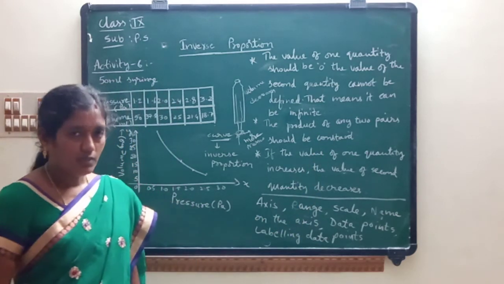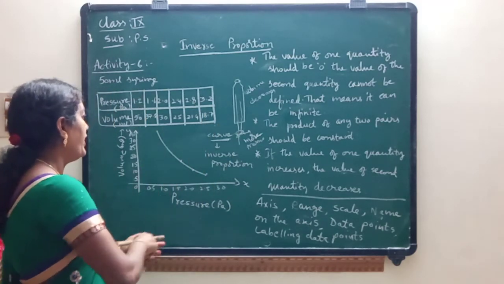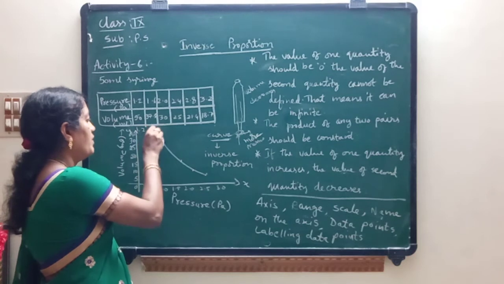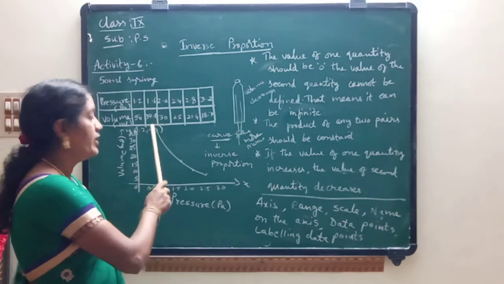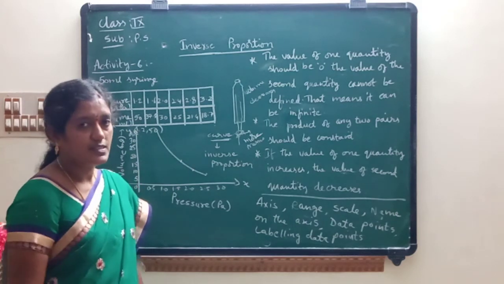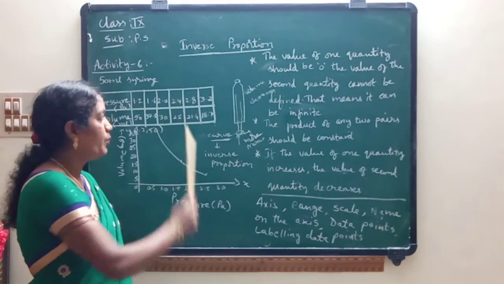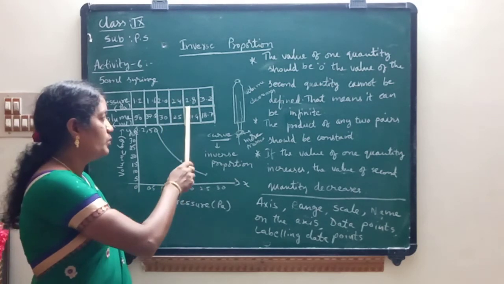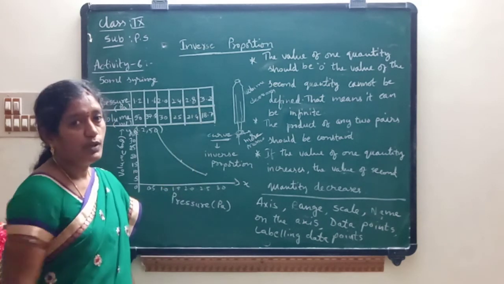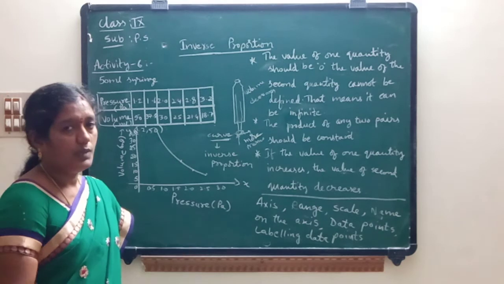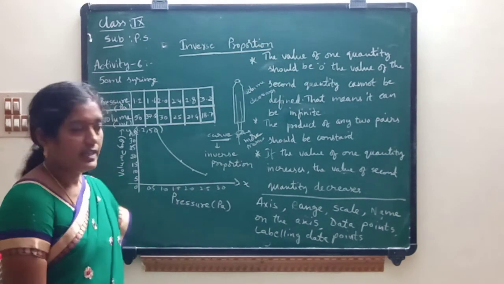What are data points? See children, 1.2 comma 50. This is one data point. And 1.6 comma 37.5. This is the next data point. Like that 2.0 comma 30, 2.4 comma 25, 2.8 comma 21.4. Like that. If you keep commas and put them within brackets, then those are known as data points.